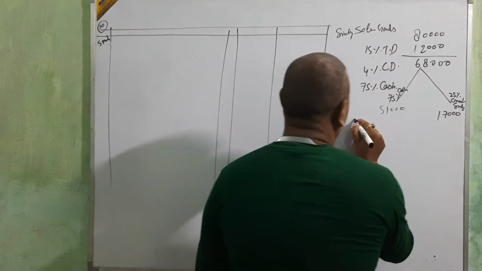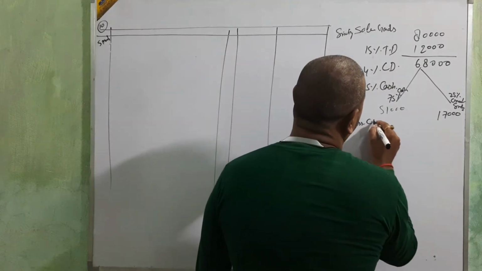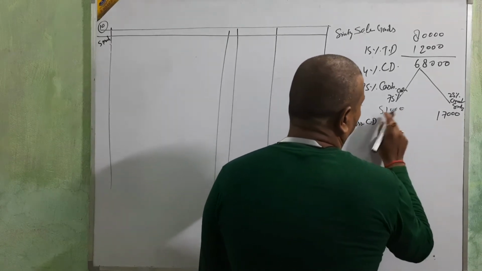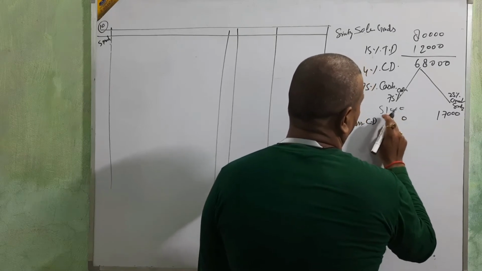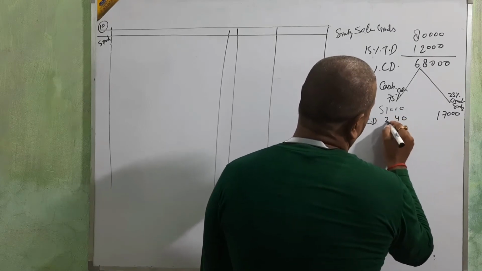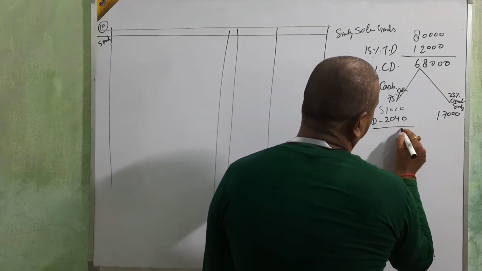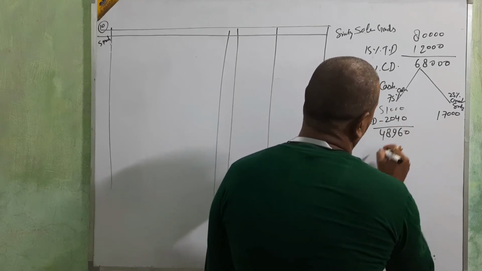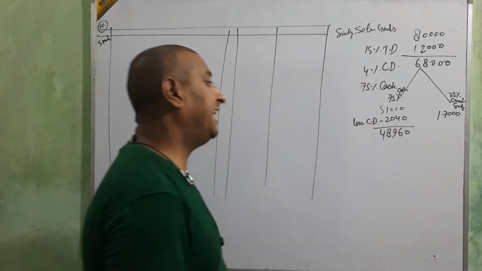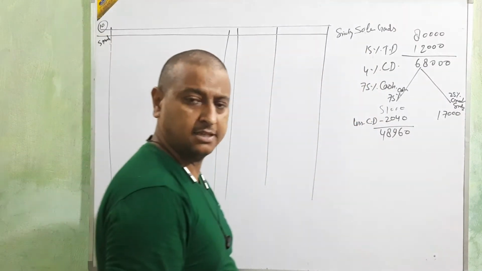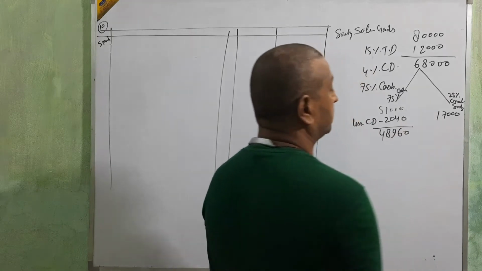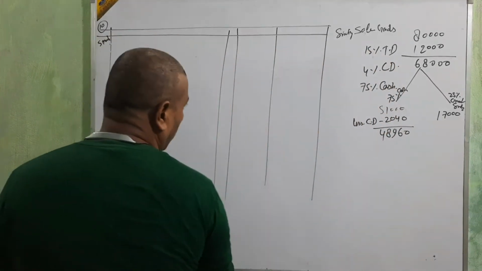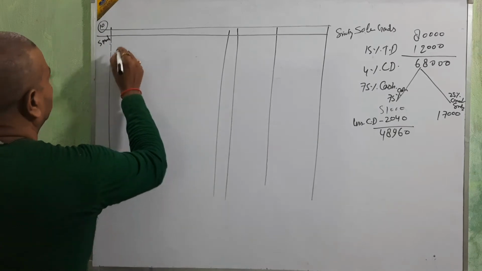Now we are going to less the cash discount 4%. Just calculate 4% of this amount. 4% of 51,000 is 2,040. It means 48,960 is cash, and 2,040 is the cash discount. This 17,000 is on credit. Sold, it means Shruti.